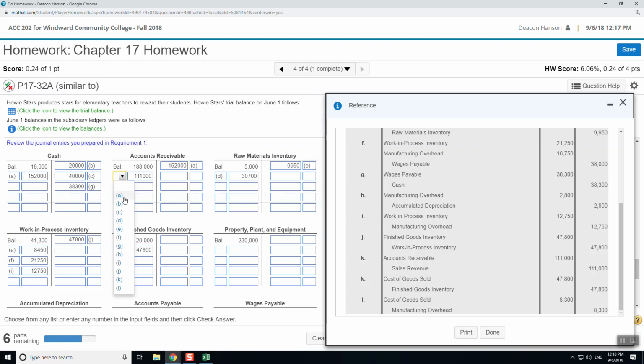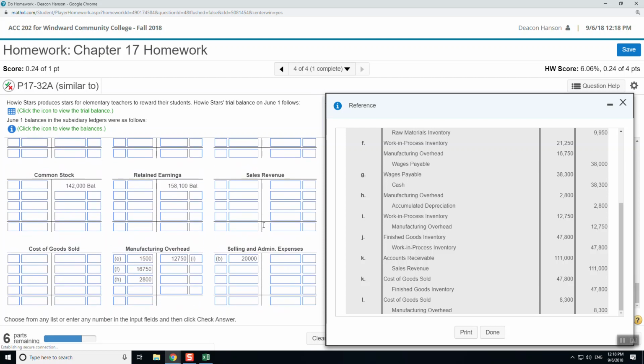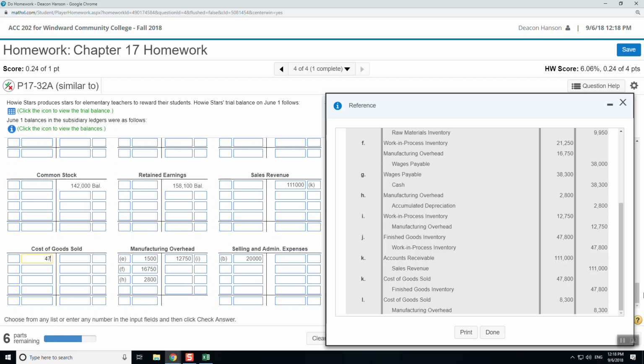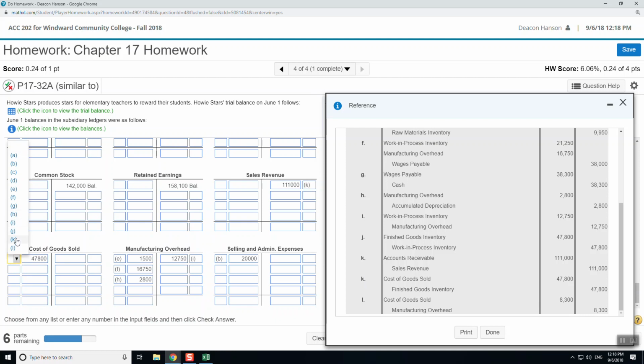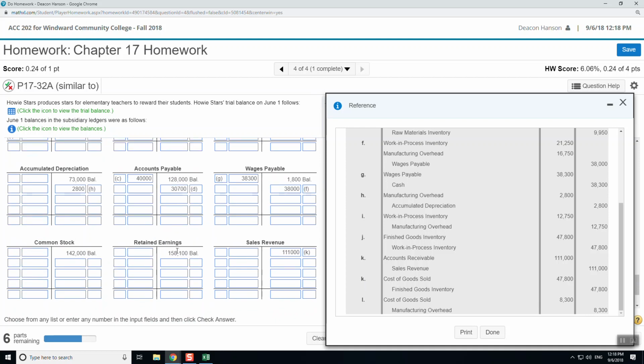111,000. Okay, and we got sales revenue. Okay, now this is where we record in the perpetual method, right? So it's still going to be K. Notice how they use K both times, because it's really one entry. Cost of goods sold, that was job 120, and it's the same cost. And it's going to come out of that finished goods inventory.